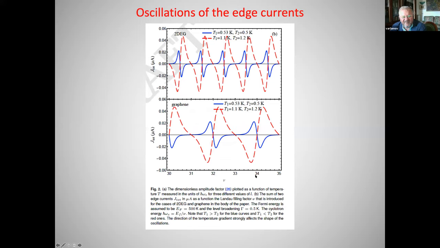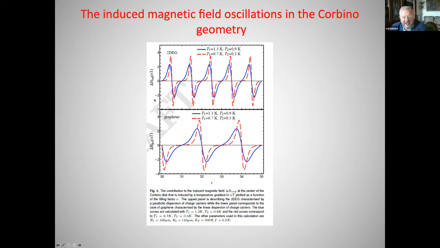In the result, if you have an oscillating current in the ring, it produces an oscillating magnetic field on the axis of it. So here you can see the oscillations of total current in a two-dimensional gas and in graphene. They are very different. And finally, we can recalculate the oscillations of this current and then predict how the induced magnetic field on the axis of the ring, which is proposed for measurement, will oscillate.